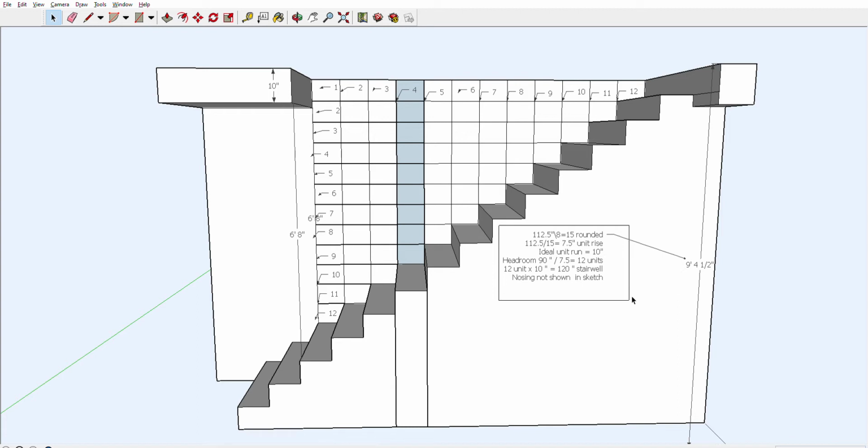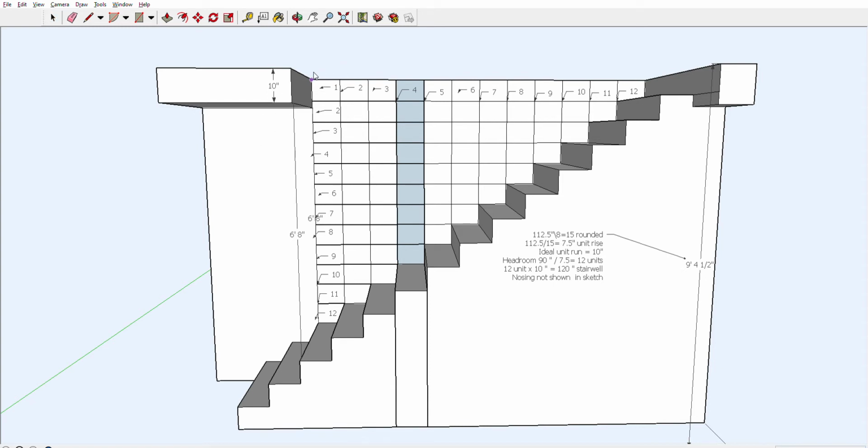Now, if we do our headroom calculation based on 80 inches of headroom and a 10 inch upper floor, it gives us 90 inches, and 5 by 7.5 will give you the 12 units of rise and run required for headroom. And based on our unit run of 10 inches, that would give you a 120 inch stairwell. We've left the nosing out of this just to make life a little bit easier on the drawing and so on. But nonetheless, it will still work out the same.